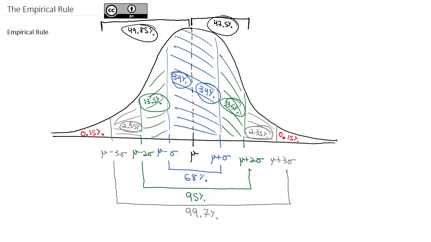So the empirical rule allows us to really gauge what percent of values are falling within certain ranges, and it becomes very useful to help us to decide where values are falling in relationship to the mean.